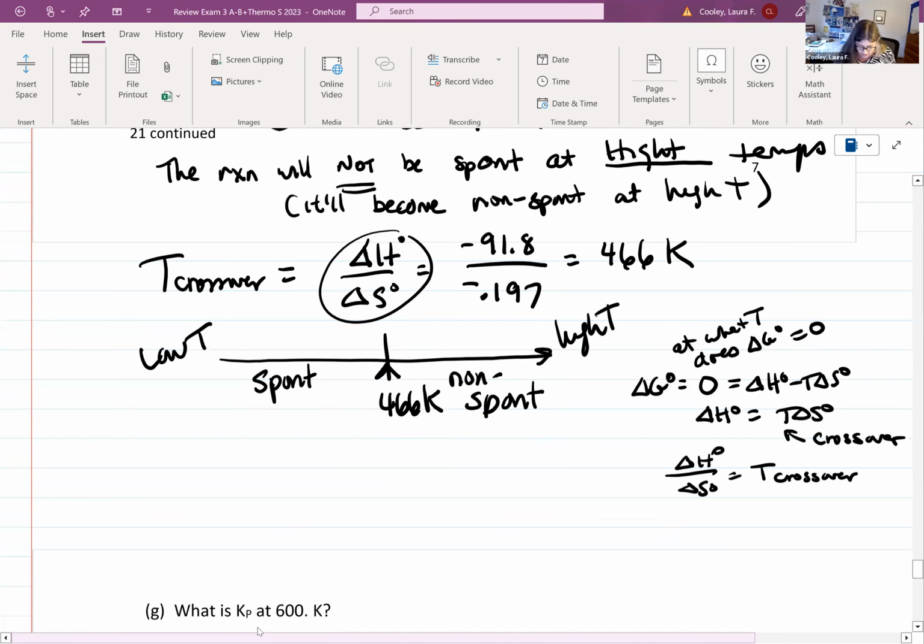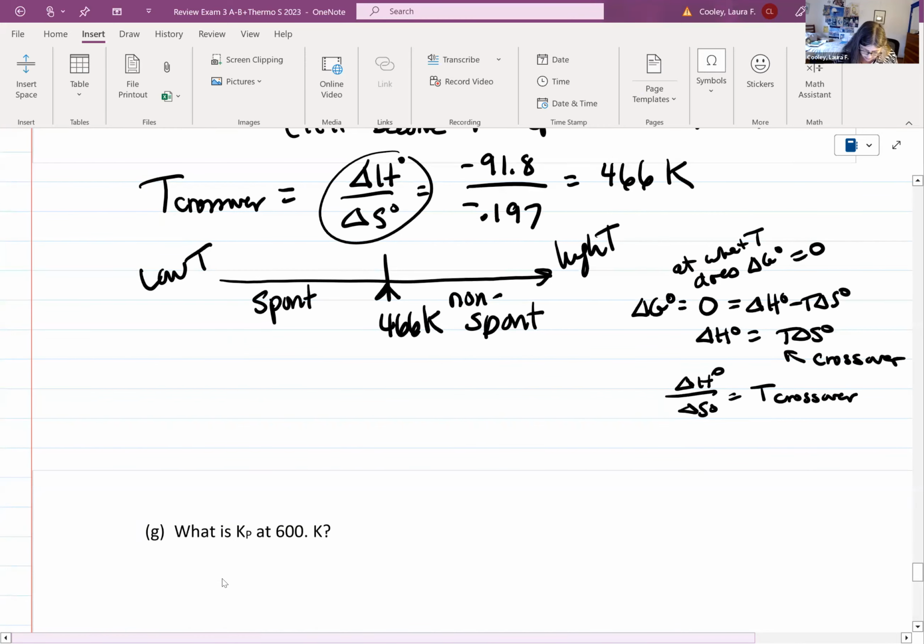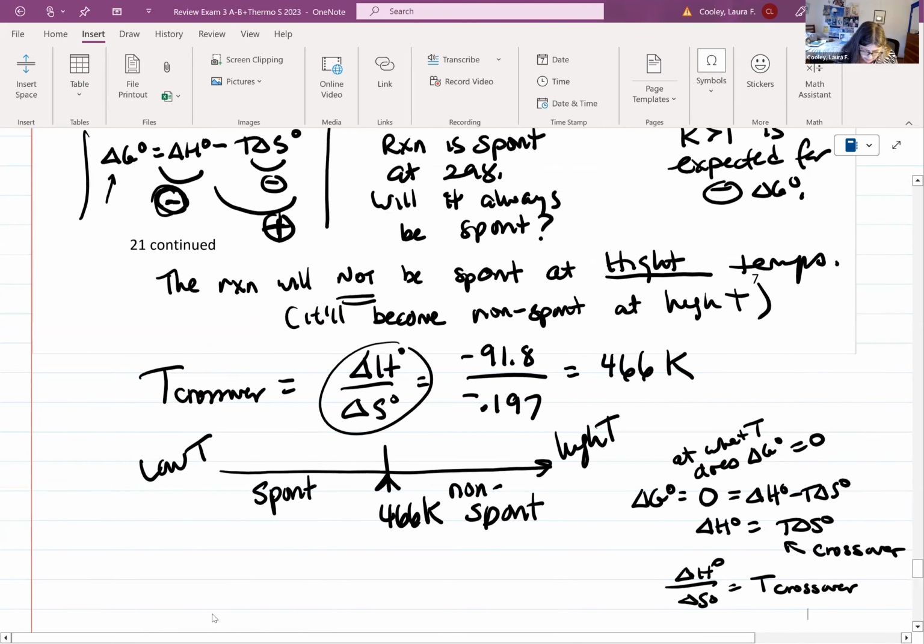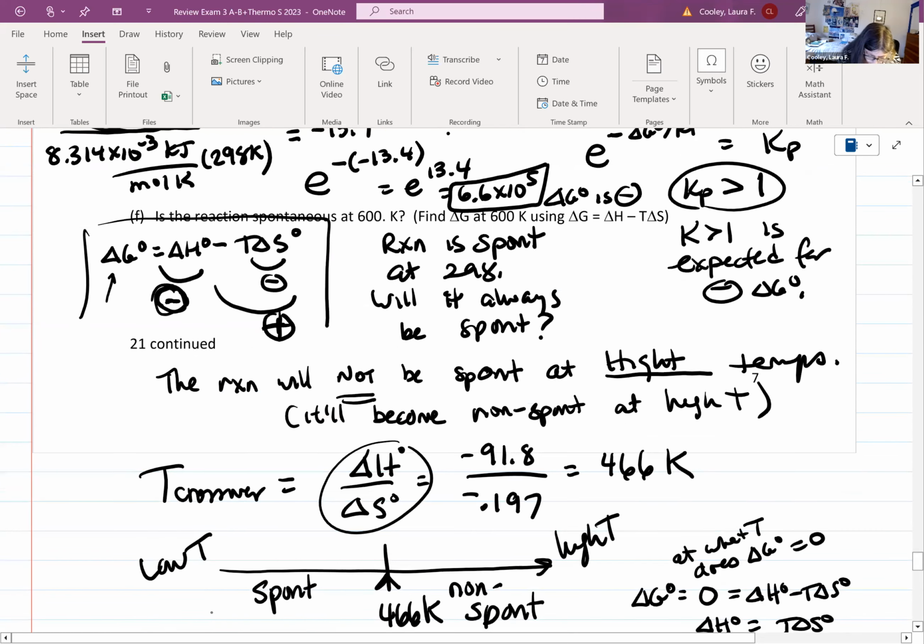And so now if we actually calculate, I kind of ignored what it asked for here, which was to find the delta G at 600 Kelvin. So let's do that.